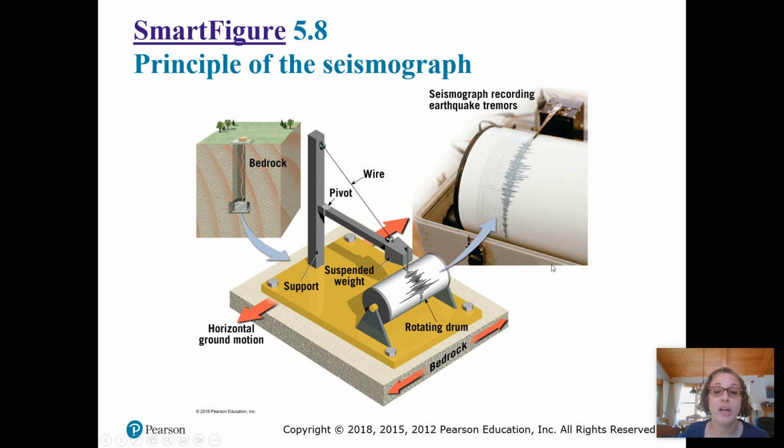The SMART figure does a great job of giving you an overview of how a seismograph works to produce a seismogram. So please pause this video and take a look at that SMART figure video.